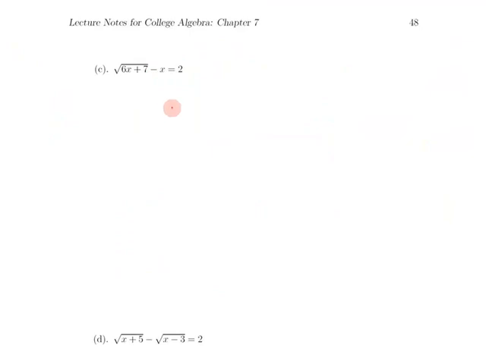In example C, we have that the square root of 6x plus 7 minus x is equal to 2. Step 1 is to isolate the radical term. So I'm going to add x to both sides. That leaves me with the square root of 6x plus 7 is equal to x plus 2.